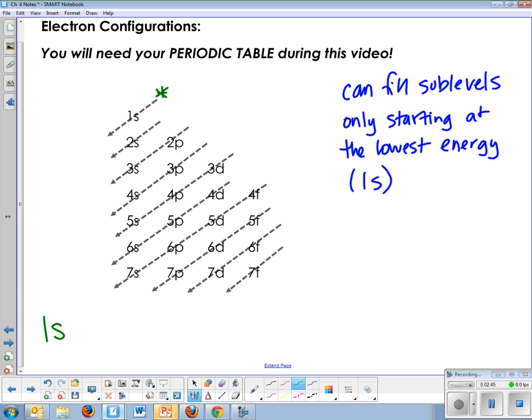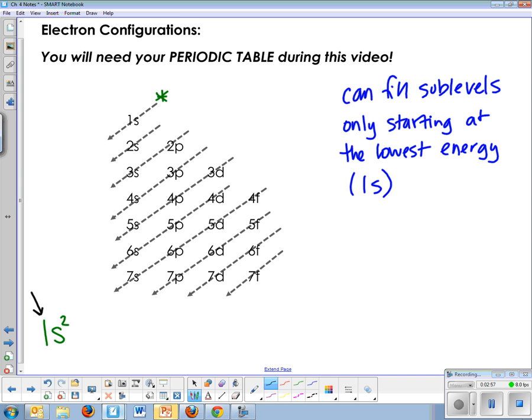S orbitals can hold 2 electrons. So I write a little 2 as a superscript up above. That's the number of electrons. So 1 is my energy level, the s is the sublevel, and the 2 is the number of electrons. Then I have to go to the next energy level if I have more electrons than 2.